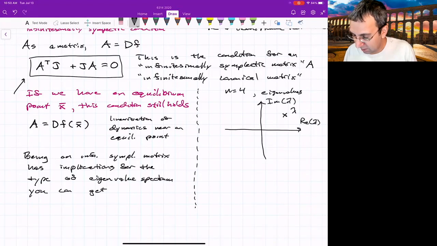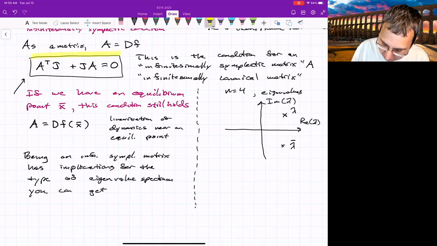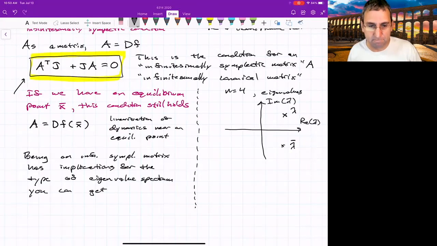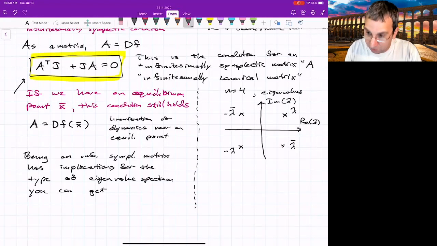So here's lambda. Just being a real matrix means that lambda bar also has to be an eigenvalue, just because A is real. Now, because of the infinitesimal symplectic condition up here, and I'm not going to prove this, but it can be proven, and one of the references is probably pretty good, not only if lambda is an eigenvalue do you get lambda bar, but you also get that negative lambda is an eigenvalue. So you reflect about the origin. And if negative lambda is an eigenvalue, then again, because the matrix is real, negative lambda bar is too. So you get what's called a quartet of eigenvalues.